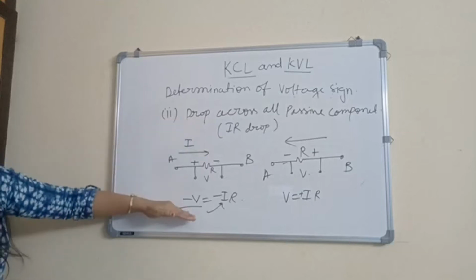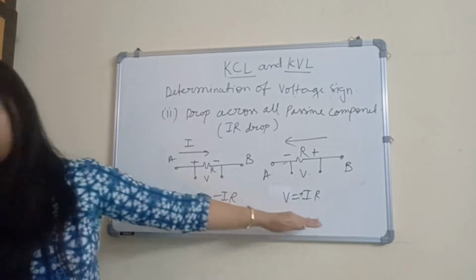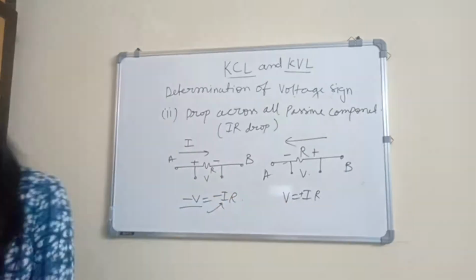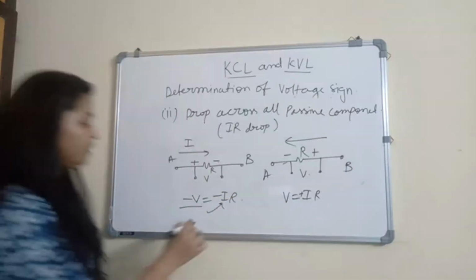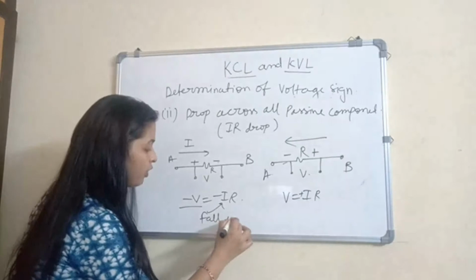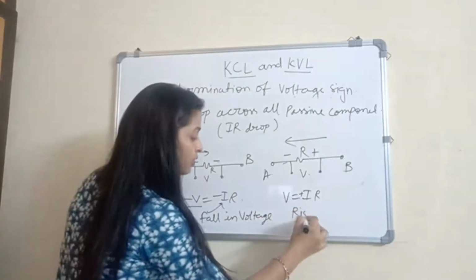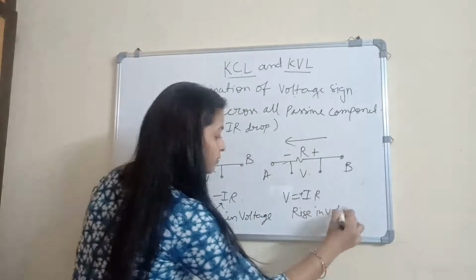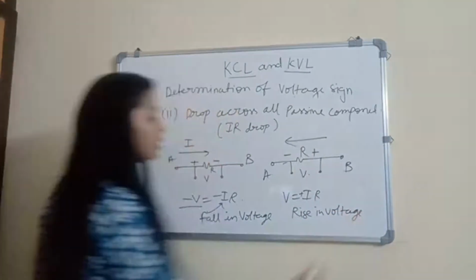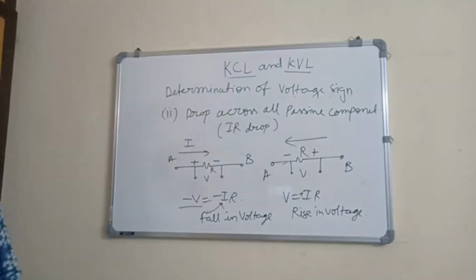Here, fall in voltage is there. You can see here, increment in voltage is there. So these are the rise in voltage. So we can write fall in voltage, rise in voltage. These two cases must be considered before starting any of the calculation.